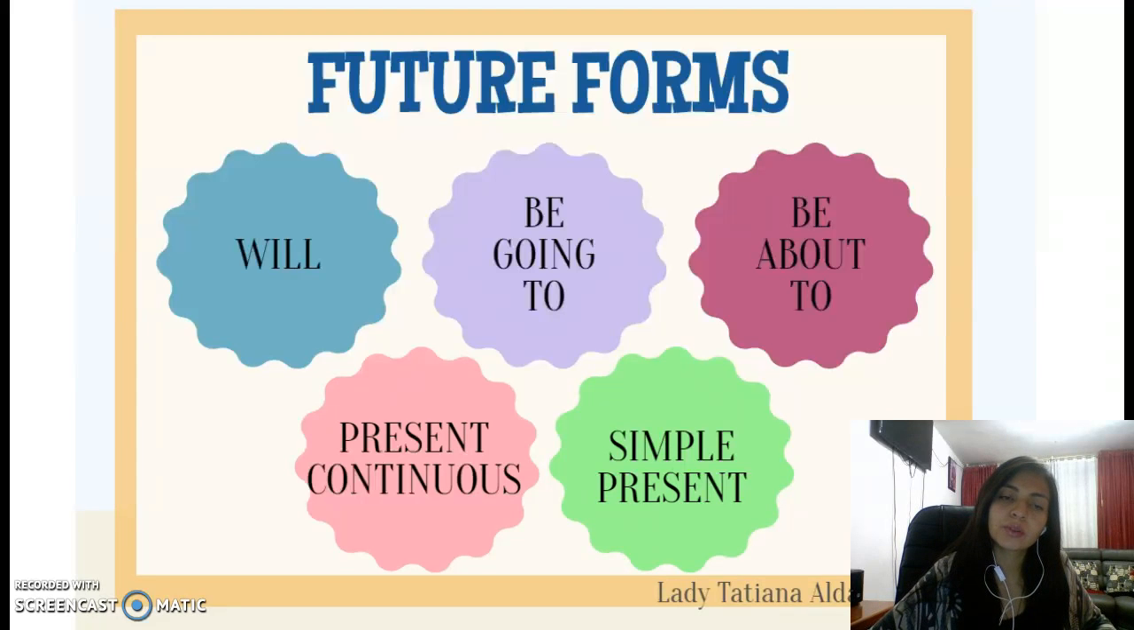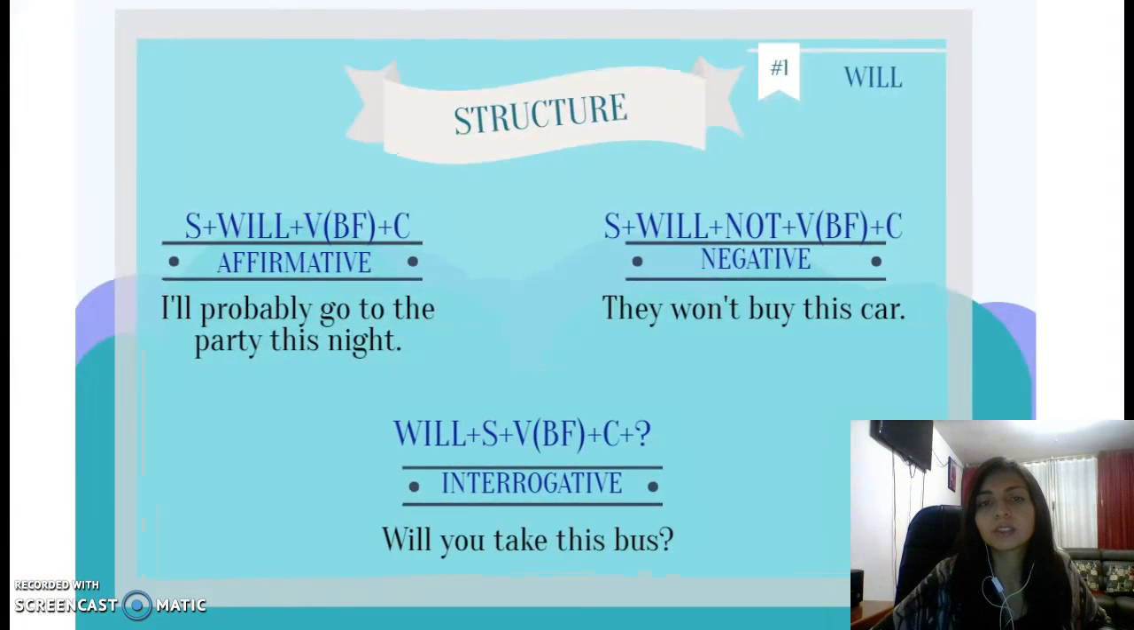Hey guys, today I'm going to talk about future forms. As you can see, there are 5 future forms which are will, be going to, be about to, present continuous, and simple present. So first I'm going to talk about the structure and then the uses of each of them in the future.